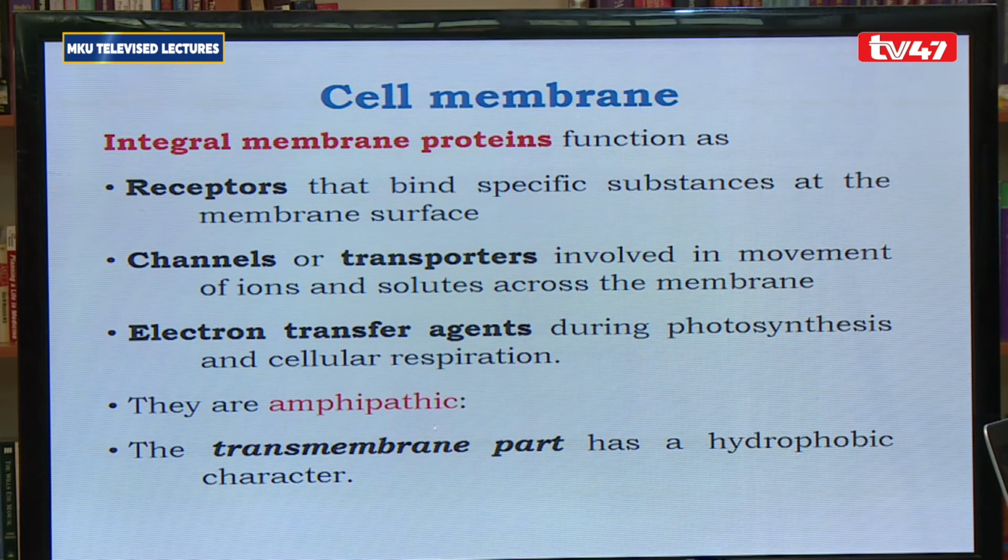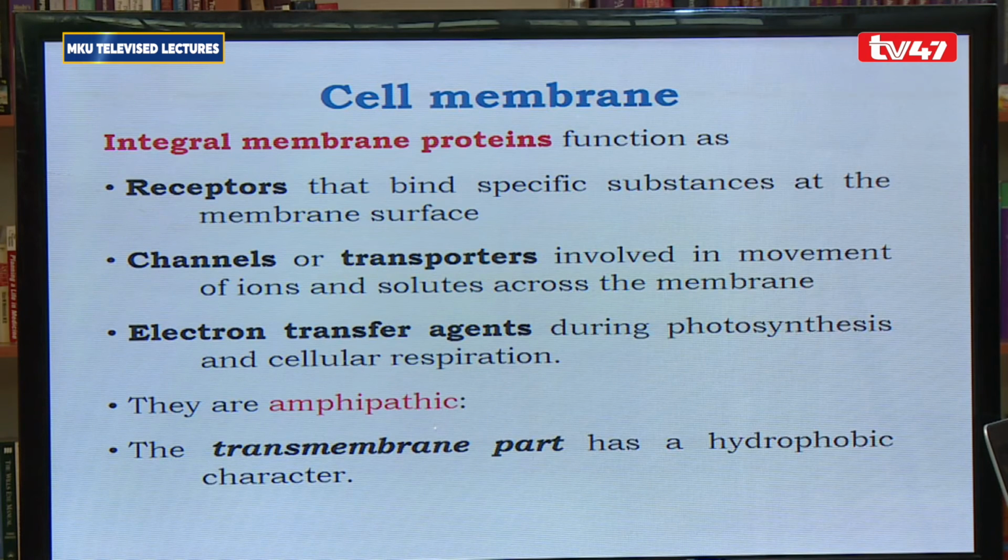So what are the functions of some of these integral membrane proteins? One, they act as receptors, like I'd said, where they bind specific substances and communicate information into the cell. Some act as channels, a way through for certain substances, especially ions and solutes, which are needed by the cell.